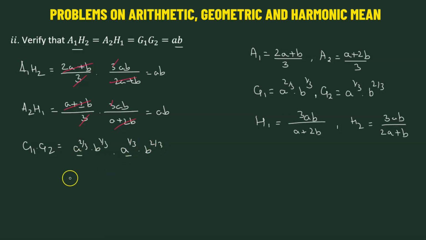So let's combine these two. Here the base is the same, so that means the exponent gets added. Similarly for the b, the base is the same, so we can add the exponents. So 2 over 3 plus 1/3, that's simply 1. So we have a times b. So g1 times g2 is also equal to ab. And we can say that these three products are equivalent to each other, and all of them have the same value, ab. And hence we have successfully shown that this particular statement is also true.